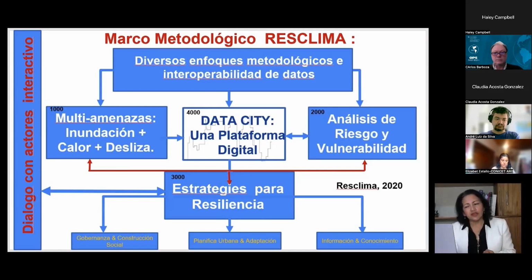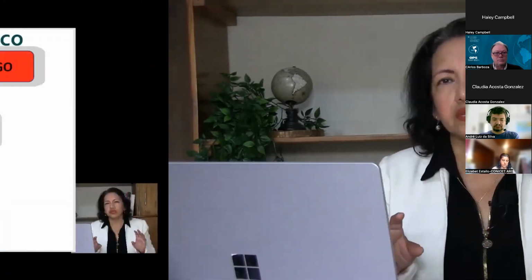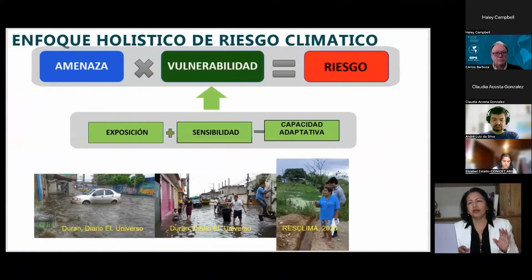Issues of urban planning, adaptation, information and knowledge, and also governance and social construction issues. So, we implemented a holistic approach to climate change that is based on these two components.